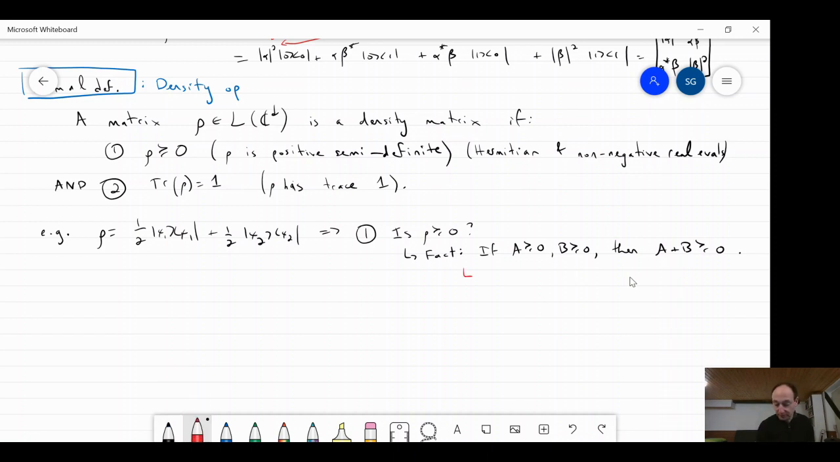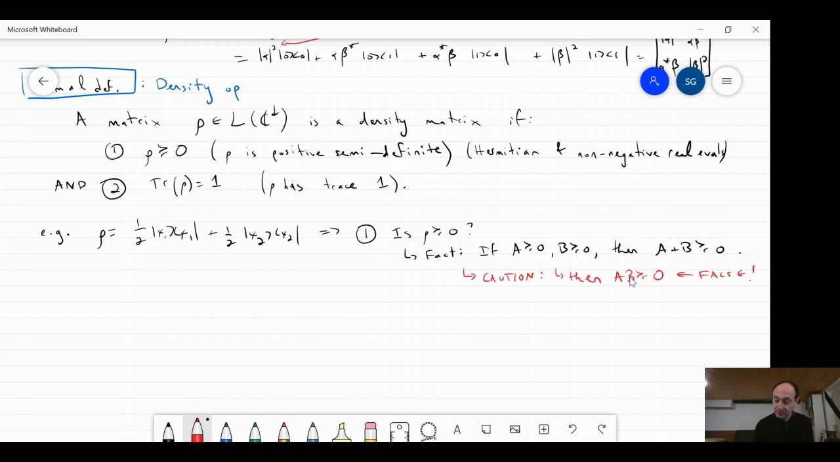So let me put in a red mark. Caution. It might be tempting to say that also, assuming A and B are positive, that the product is positive. And this is false in general. It's true if they diagonalize on the same basis, but in general it's false. So be very careful about that.